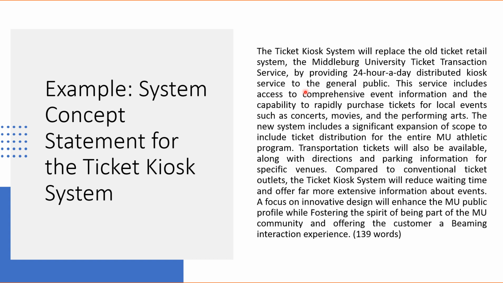This service includes access to comprehensive event information and the capability to rapidly purchase tickets for local events such as concerts, movies, and the performing arts. This is the main objective and the main functionality of the system. The new system includes a significant expansion of scope to include ticket distribution for the entire MU athletic program. Transportation tickets will also be available, along with directions and park information for specific venues.